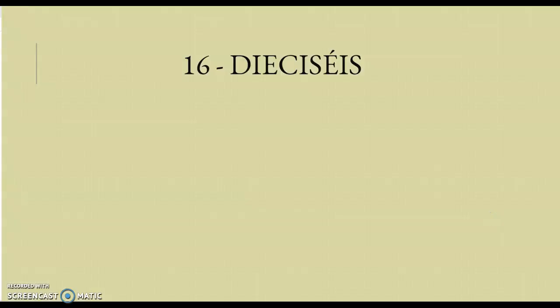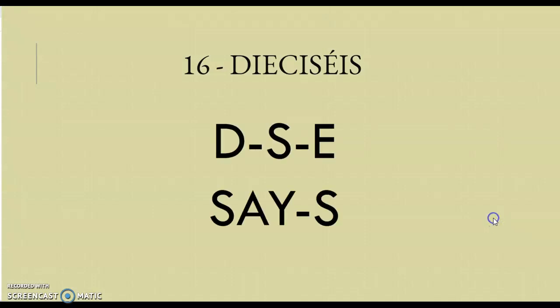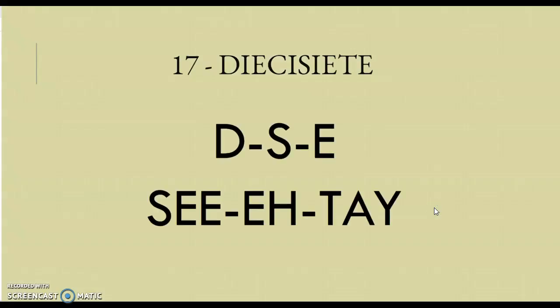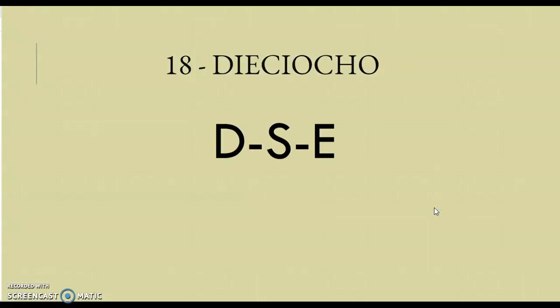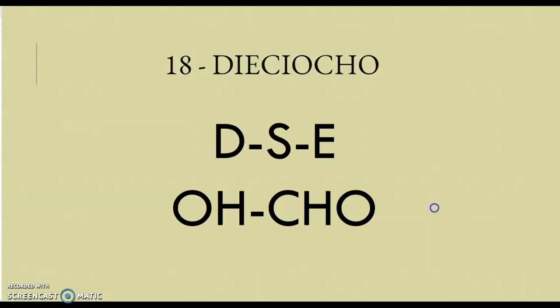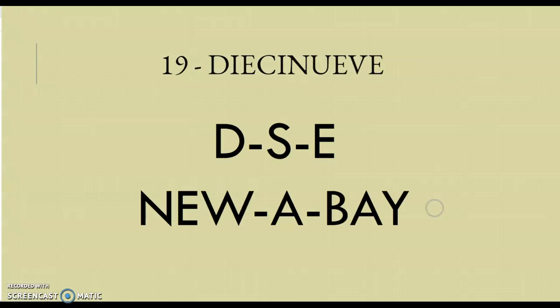16 to 20 is something a little bit different, a little longer. 16. And the way you're going to write this is capital D hyphen, capital S hyphen, capital E. Just so that when you look at it, you don't try to put them all together, that you know that you're saying each letter. D-S-E 6. D-S-E 7. D-S-E 8. D-S-E 9.